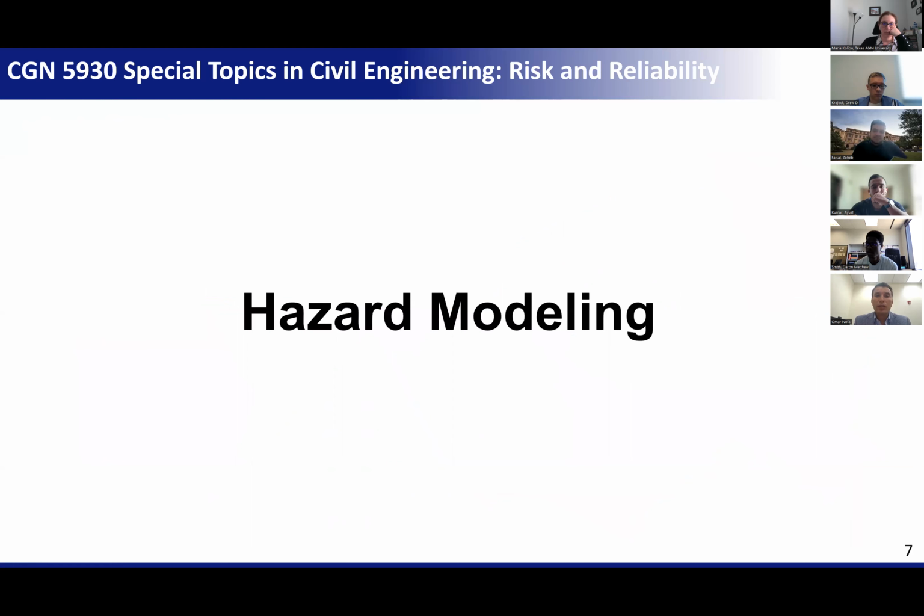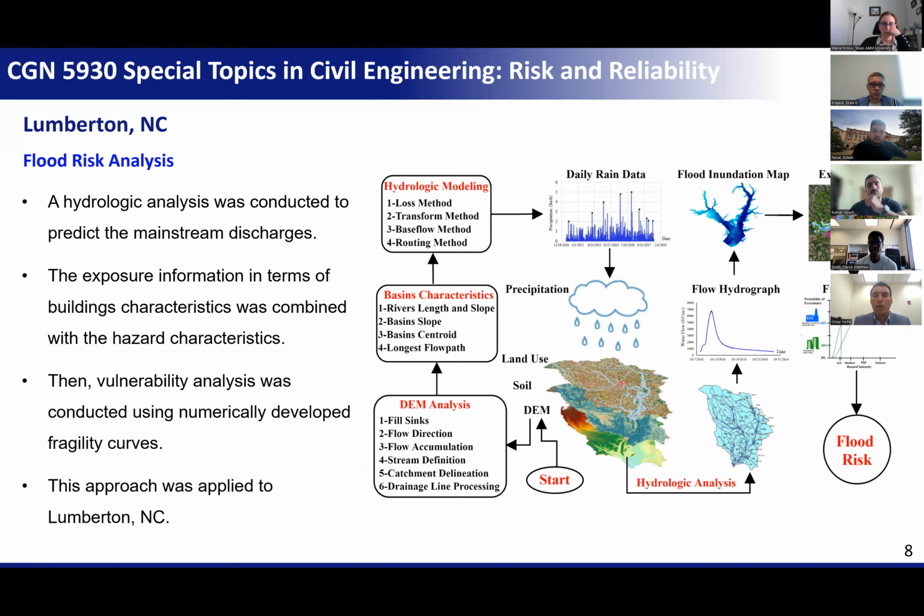For the hazard modeling that we did for Lumberton, we developed a high-resolution flood risk model that combined hydrologic modeling with hydrodynamic modeling. Hydrologic modeling was done using a bunch of methods, which is typical hydrologic modeling. They use detailed information about the rainfall, the land use, the soil, and the digital elevation map, so that we can identify the water flow in each major stream in the study area.